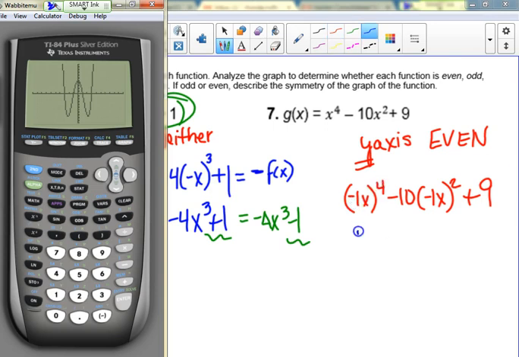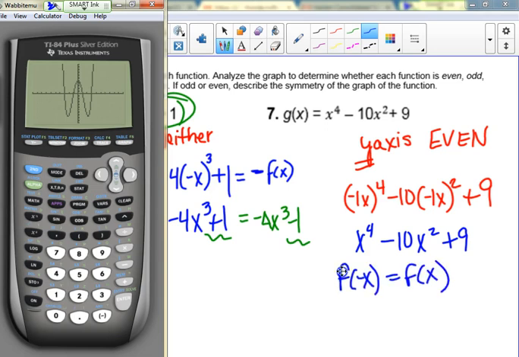-1 to the 4th is +1. -1 squared is +1. So the fact that we changed the sign to the opposite on the x's didn't do anything to the graph or the function. It turned out equal to what it started with. So we put an opposite on the x's and we still got back to the original function.